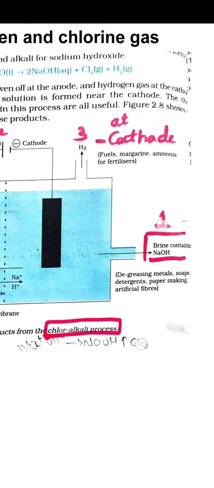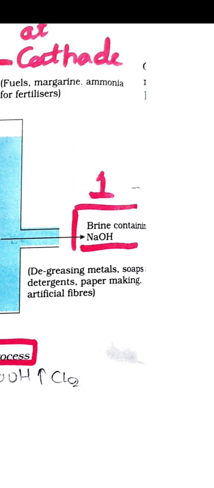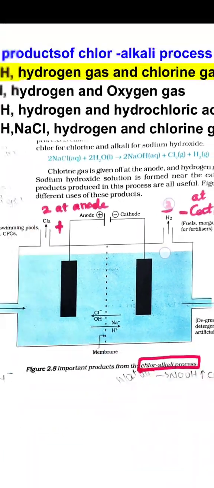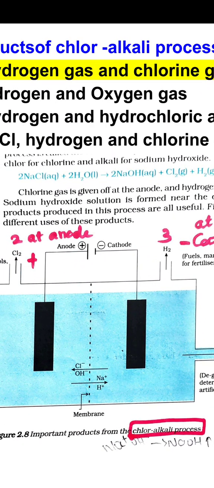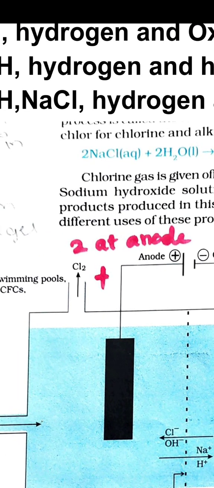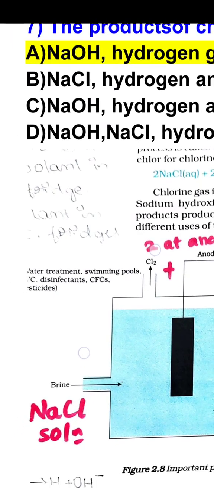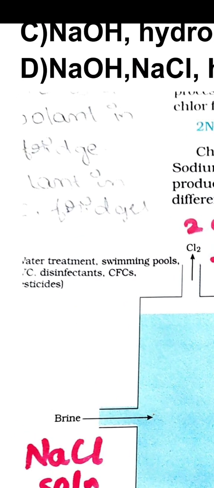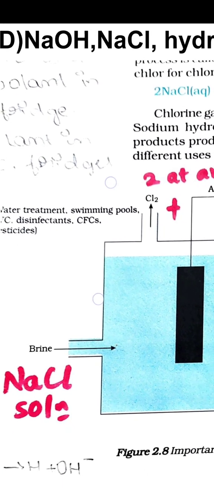Now let us see. Sodium hydroxide is used in degreasing of metals, and it is the raw material for soaps and detergents. It is also used in paper making and artificial fiber making like nylon, terylene, etc. Now at the anode, that is the positive electrode, we get chlorine gas as the product. Chlorine is a very important gas which is used in water treatment plants and also to kill germs in swimming pools, and it is used in PVC production and as a disinfectant.